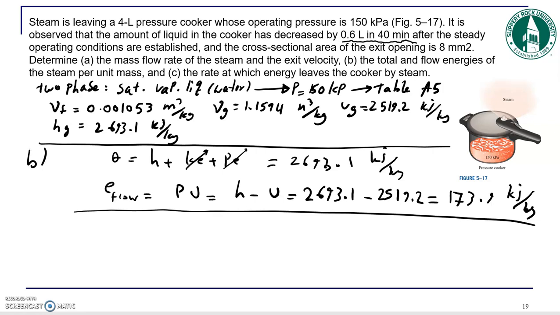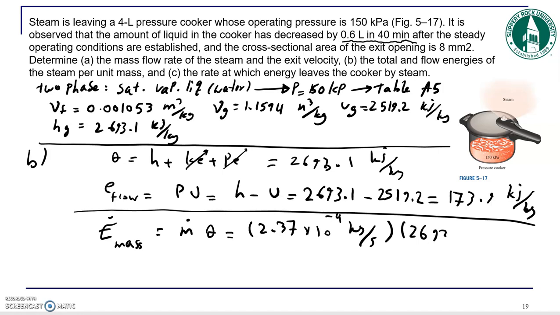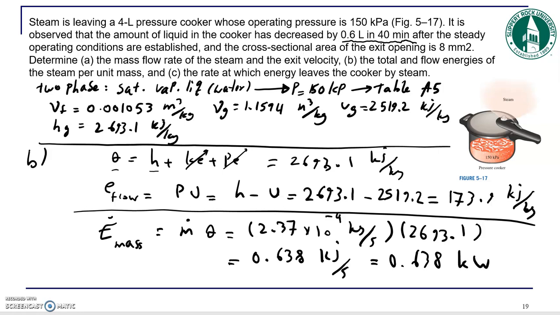Part C is the rate at which energy leaves the system. That's pretty easy as well. So we need to calculate the E dot mass by using the relationship m dot multiplied by theta. M dot was equal to 2.37 times 10 to the negative 4 kilogram per second from previous part A, multiplied by 2693.1. We found it from the enthalpy in part B. And the multiplication of these two results in 0.638 kilojoules per second, or 0.638 kilowatts.